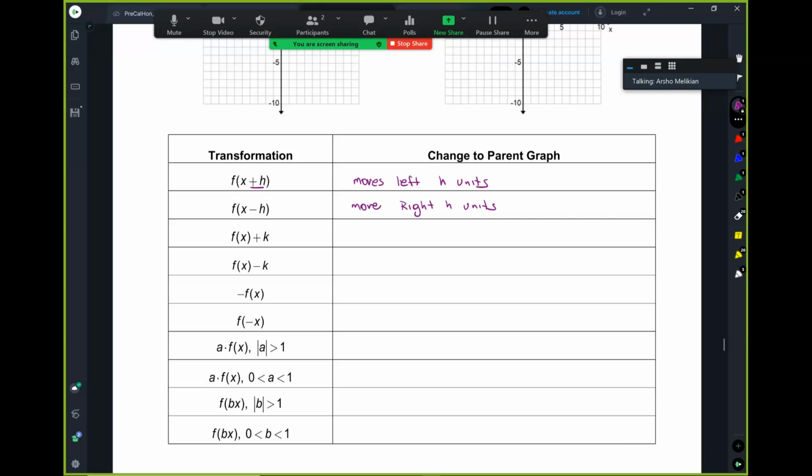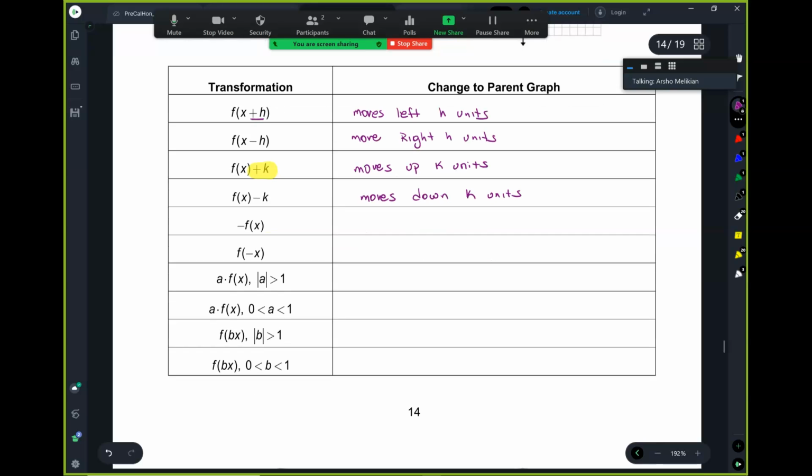This one, it moves up. So moves up k units. So that's super important, that if it's outside, it goes with the sign. If it's inside, it goes opposite to the sign, okay? And so the other one will move down k units.